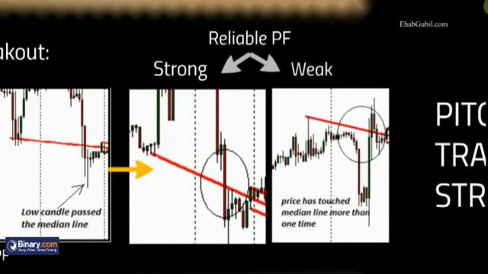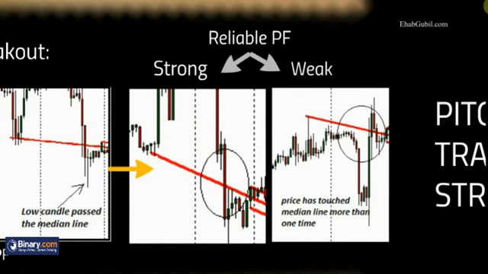So now, reliable PF lines. After we have understood the breakout of the median line of the PF, we will call any median line that has a breakout a reliable line. There are two types of reliable lines: a strong reliable line and a weak reliable line. A strong reliable line has a direct breakout, meaning price action touches the median line only one time. If it touches the median line more than once, it would be a weak reliable line. It is more common.